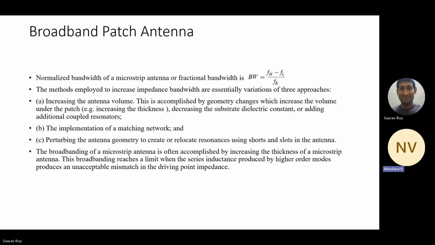One doubt, sir: by adding slots in the antenna, how is the bandwidth improving or increasing? Yeah, that is why I'm coming to it. We saw that somehow we have to increase the volume. How do we increase the volume? By including some air gap or some kind of gap in the substrate. But the problem it creates is that it increases the input inductance because of the probe.